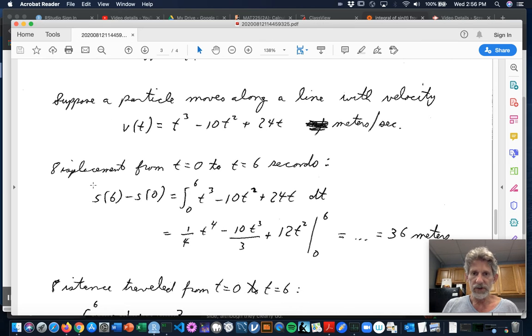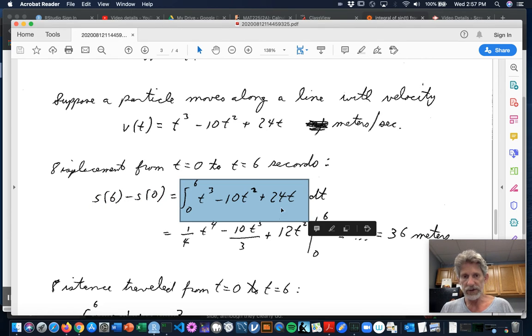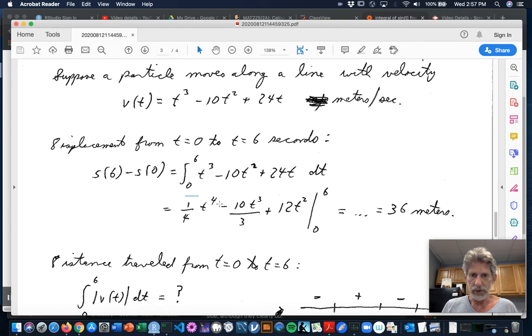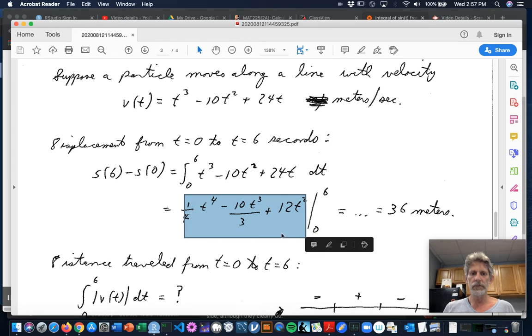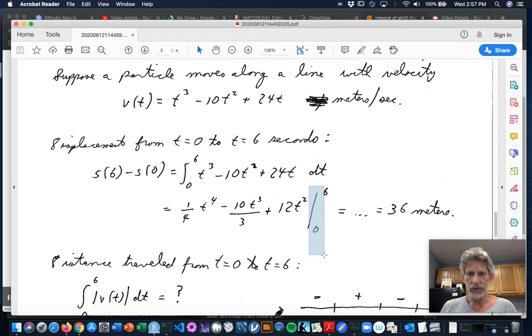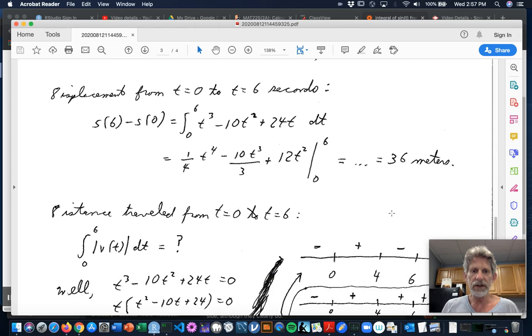So if we think of position as s of t, then s of 6 minus s of 0 would be the integral of v of t. And so I just grab the antiderivative, and I evaluate between 0 and 6. And if you pull out a calculator and work with it, you'll get 36. And it's 36 meters because the velocity was meters per second and the time was measured in seconds. But how about the distance traveled?